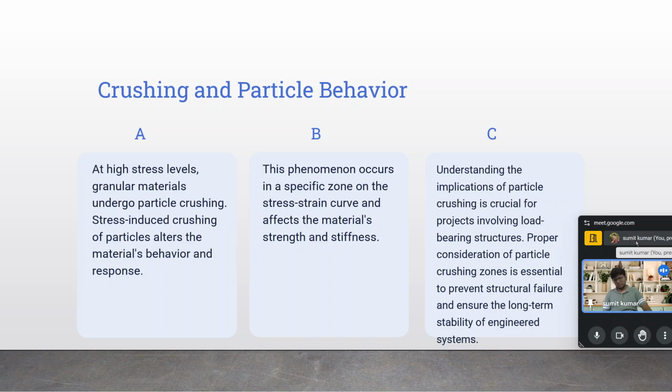As earlier we also saw how the frictional behavior changes to cohesive behavior, that transformation is also a type of transformation in the material behavior only. So this phenomenon occurs in a specific zone on the stress strain curve, and it affects the material strength and stiffness.